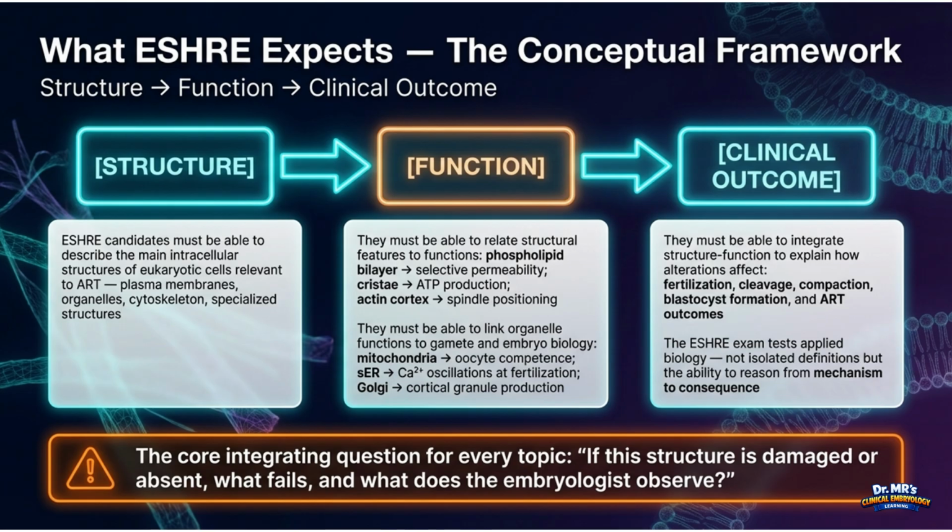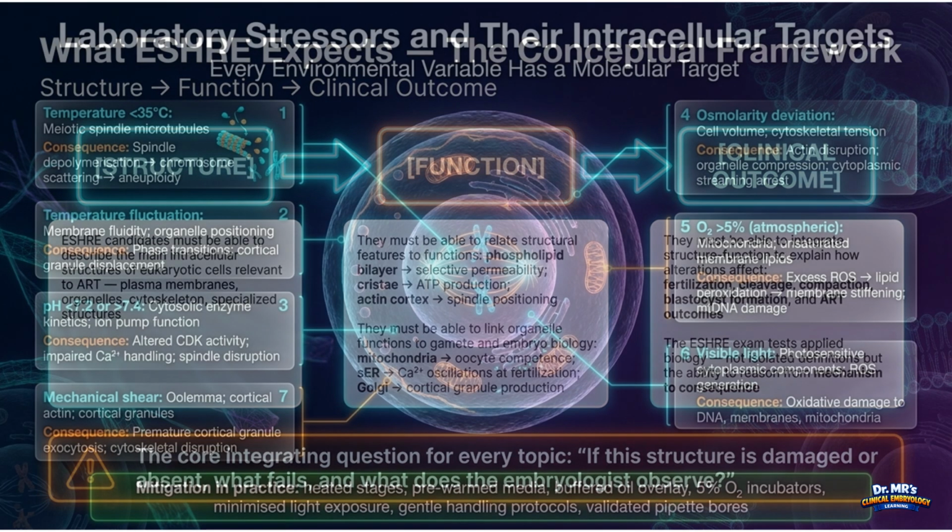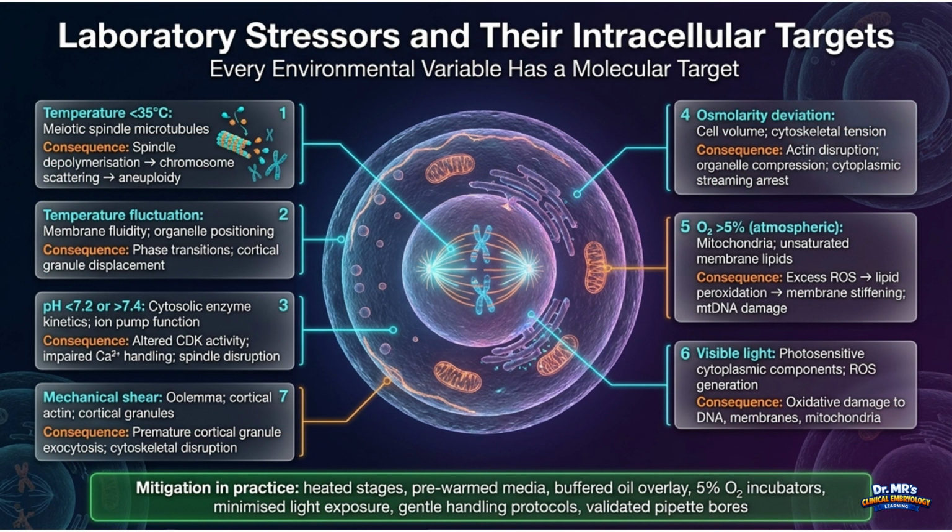Exactly. So let's apply that exact diagnostic mindset to the environment we force these gametes into. Let's talk about the hazards in the ART laboratory, because a petri dish is a highly controlled but ultimately very flawed simulation of the human reproductive tract. It's an entirely imperfect simulation. And every single variable that deviates from physiological conditions, whether it's temperature, pH, osmolarity, has a specific, highly vulnerable molecular target inside the cell. Let's start with the most obvious one, temperature.